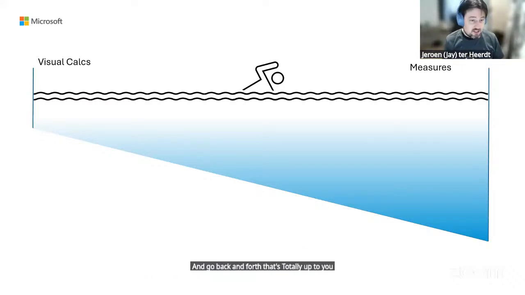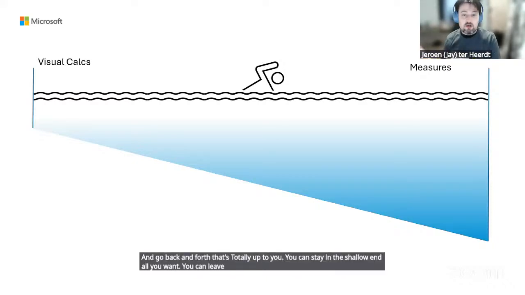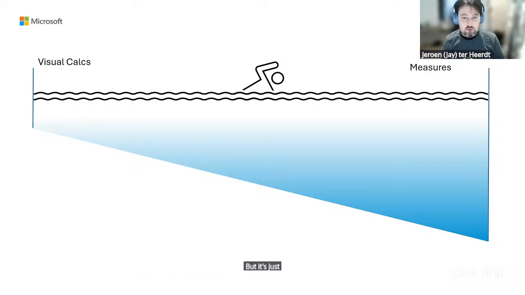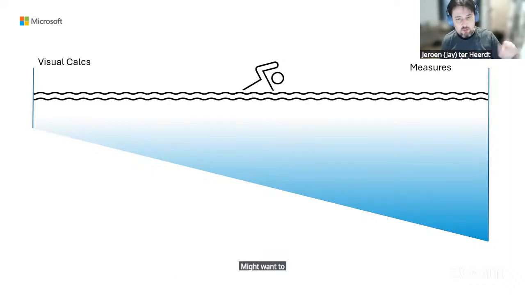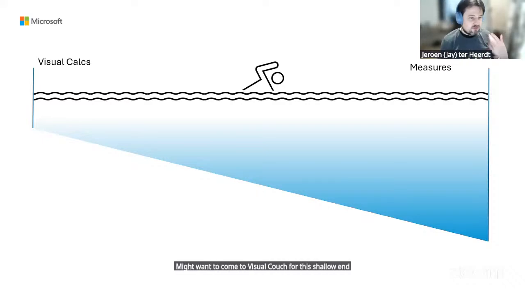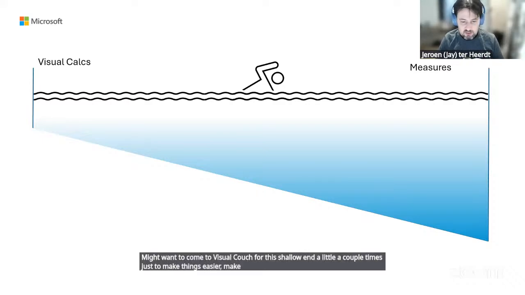You can stay in the shallow end all you want. You can leave and go to the deep end and never come back. That's fine as well. But it's just an introductory level into swimming that you don't have to start swimming right away. It's how we teach kids to swim, right? So visual calcs just makes it easier. Now, I'm convinced there's a lot of stuff visual calcs can do that is actually better than what measures can do. So even people that already know how to swim might want to come to visual calcs for the shallow end a couple of times, just to make things easier, make it faster to achieve their goals.